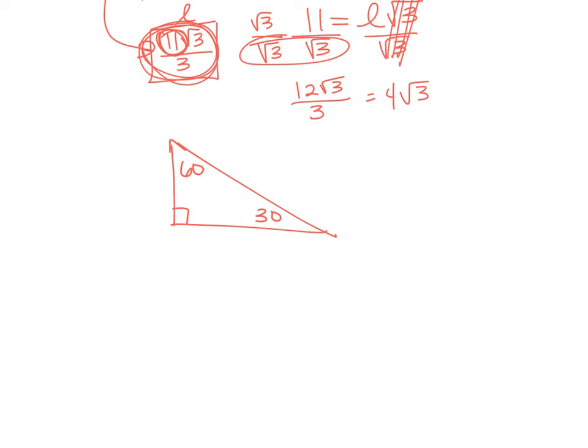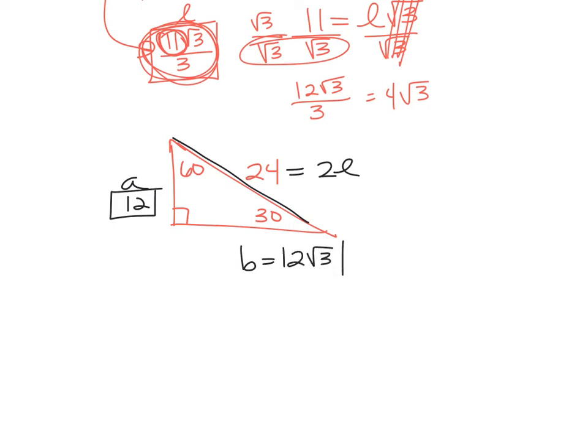Let's say I give you 24 right there. What is A and what is B? A would be 12, right? If that is 24, that's my hypotenuse. That's doubling my shorter leg. So cut that in half. A would be 12. And then what would B be? 12 rad 3. Okay? Questions? Isn't that fun?